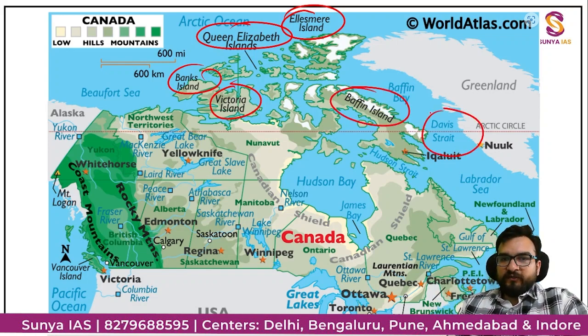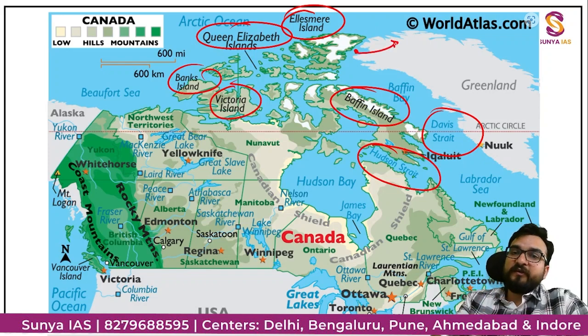This is Davis Strait. You can see Hudson Strait. You can see over here Nares Strait, and over here one place was in news. Can you remember the place of the news? If you don't, then see the previous video.